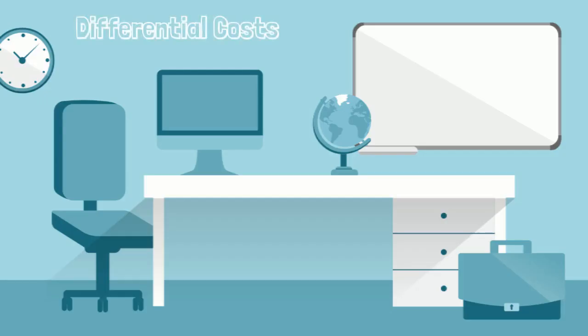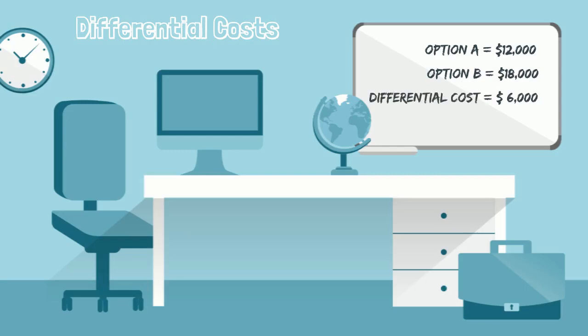Differential costs are the difference between two costs. If we're looking at two options, and option A would cost $12,000 in labor, and option B would cost $18,000 in labor, the differential cost is $6,000. This is also called an incremental cost in this example because the cost is increasing.